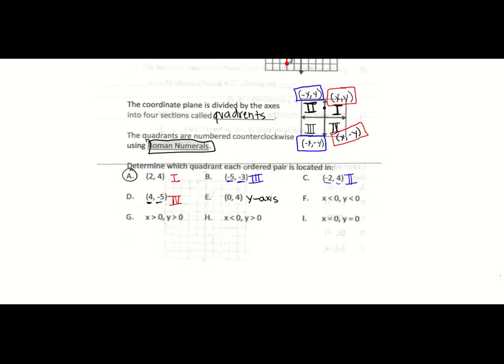Okay, for F, this says my x is less than 0. So if my x is less than 0, that means I'm going this way, my negative x's, and my y is less than 0. So that means I'm going this way, my negative y's. So that leaves me in quadrant 3.